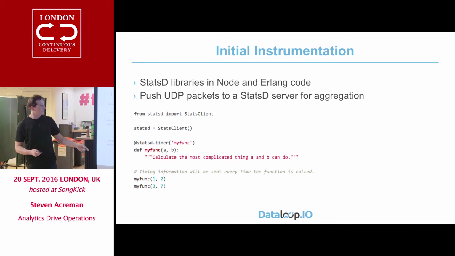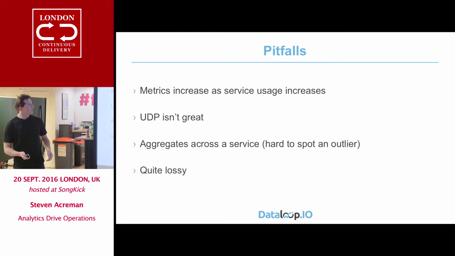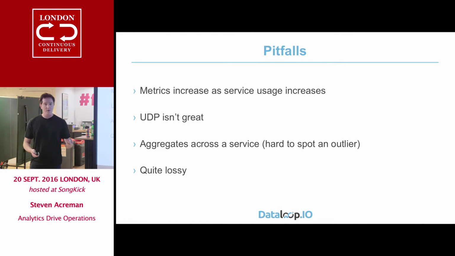You can see here's some sample Python code. Just use a decorator, and you've now got a timing for that particular function. Kind of like APM, but it's more custom. You can use this for loads of different things. Whatever metric you want, you can graph. So we've just been through the bad things. As the throughput of the service increases, the number of metrics emitted from StatsD increases.